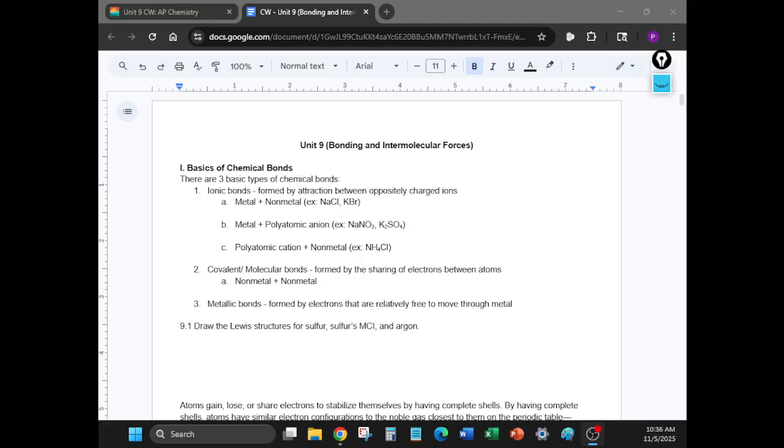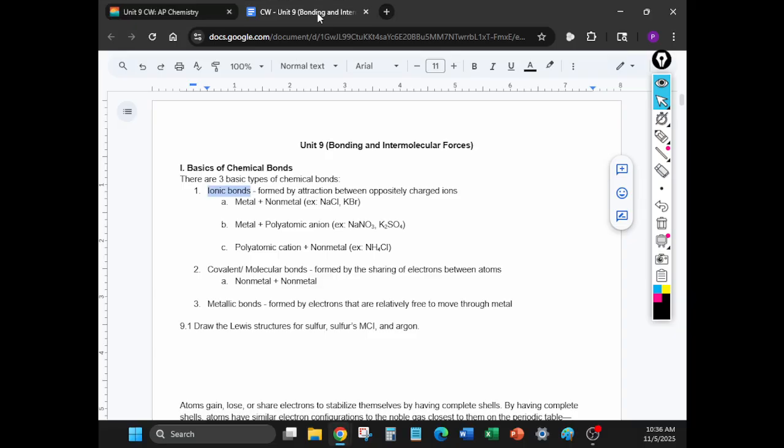Okay, so Unit 9 starts with a lot of review. Let's briefly review. I'm not going to go into too much detail right now. If you need a refresher, you can go back to where we talked about this before. We talked about how there are three basic types of chemical bonds. The first type were ionic bonds, right? This is where two or more ions bond together to form a compound.